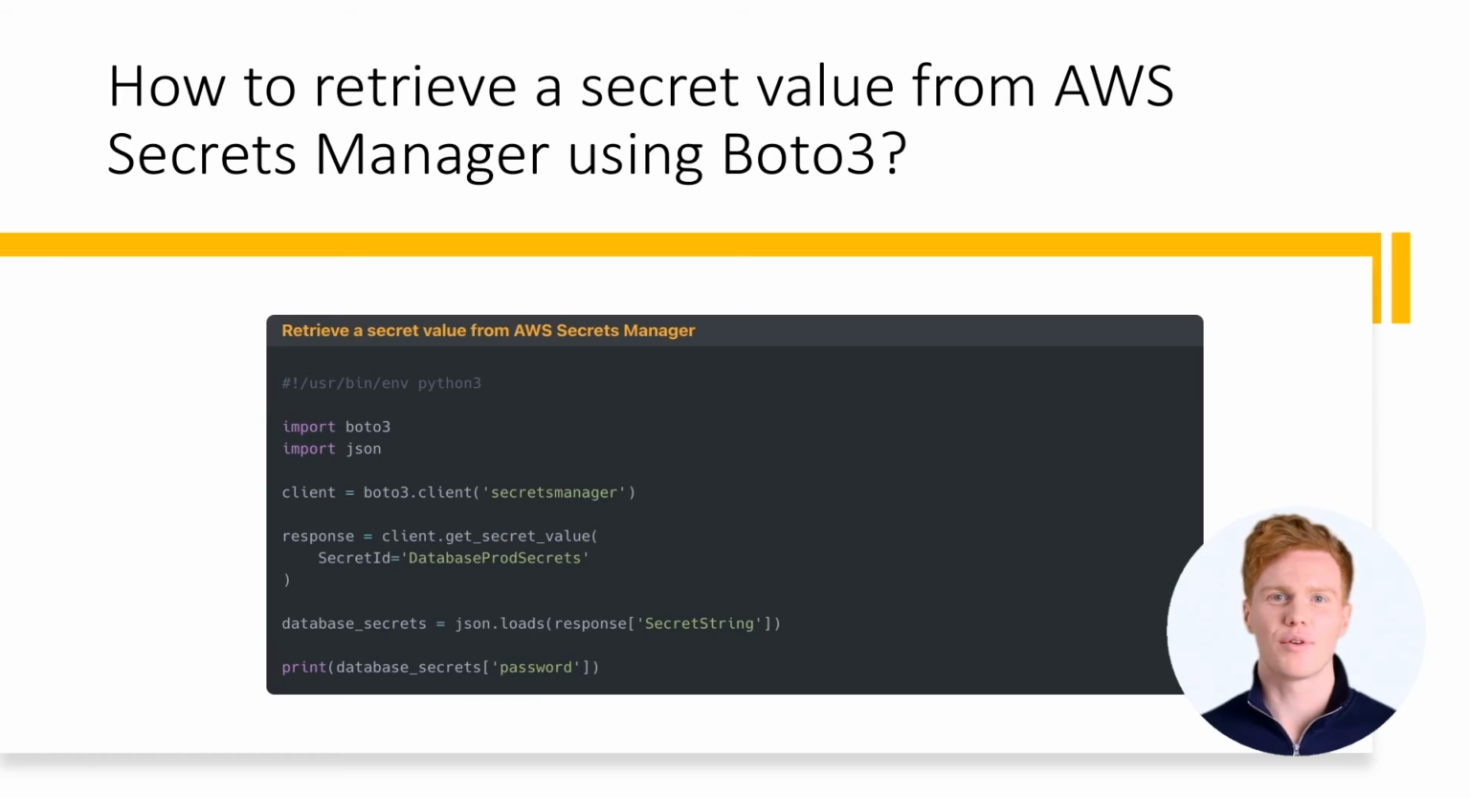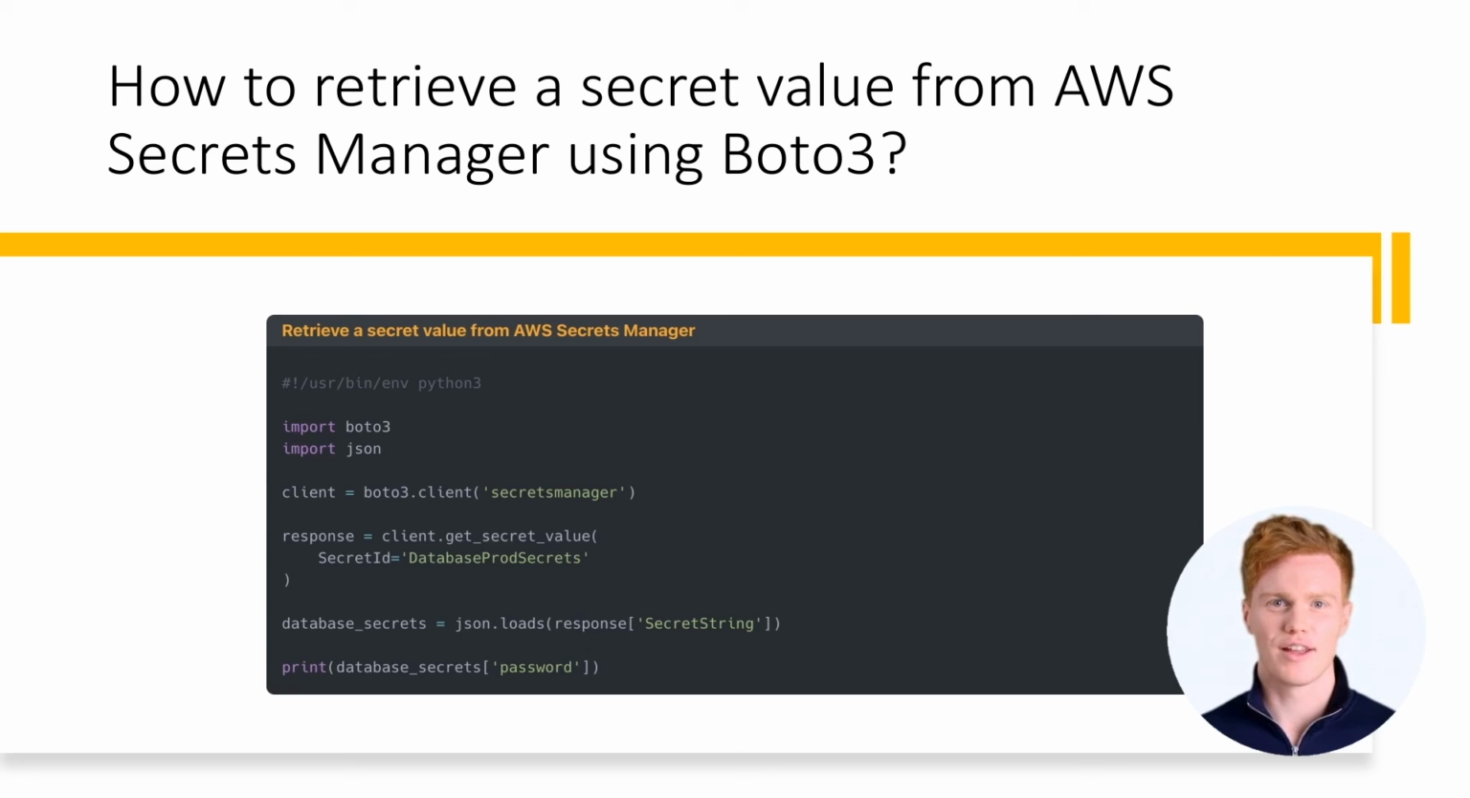To retrieve a secret value from AWS Secrets Manager using Boto3, you need to use the get_secret_value method. In this example, we're retrieving the secret with secret ID, the name we used to create the secret, equal to database prod secrets. Additionally, we're using a JSON loads method to convert the JSON string from the previous example to the Python dictionary.